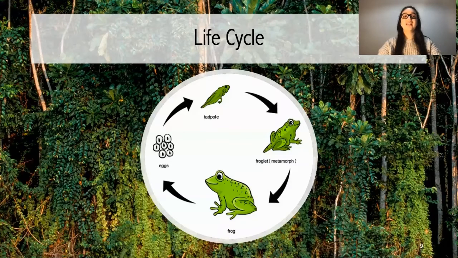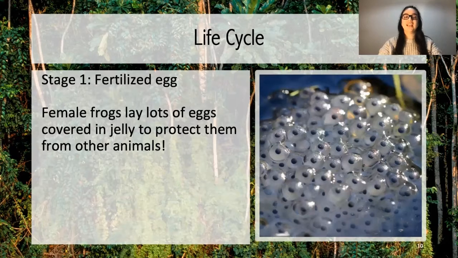Okay, let's take a look at the life cycle of a frog. Let's begin with the first stage, the fertilized egg. Fertilized means that the male sperm and the female frog's egg have joined together. The female frog lays lots of eggs covered in jelly to protect them from other animals. Here in this picture, you can see a lot of little eggs stuck together and covered in that jelly, which keeps them nice and safe.